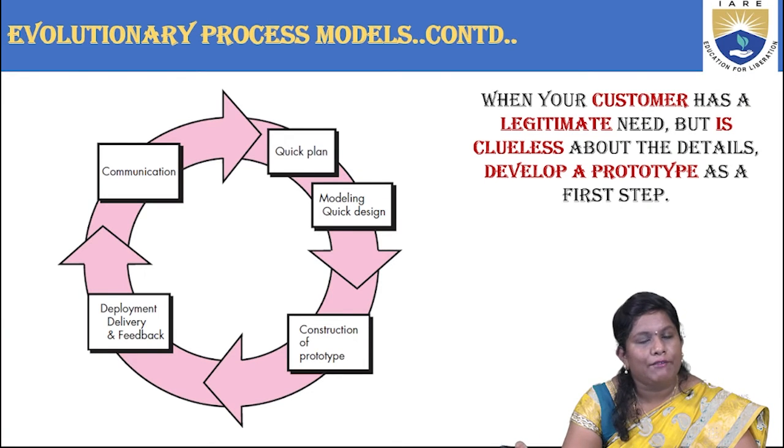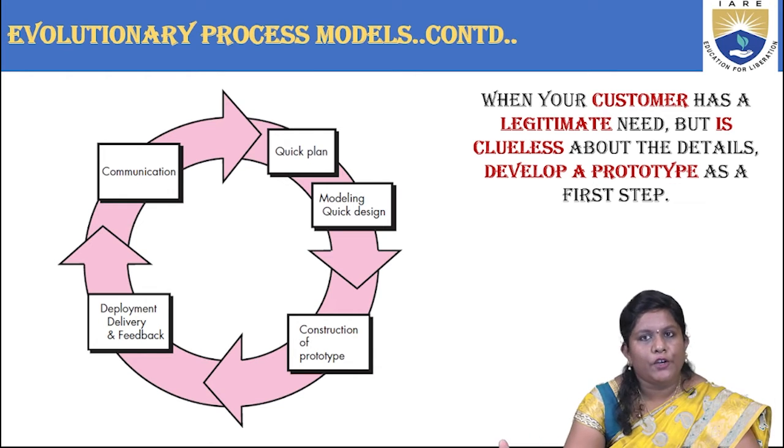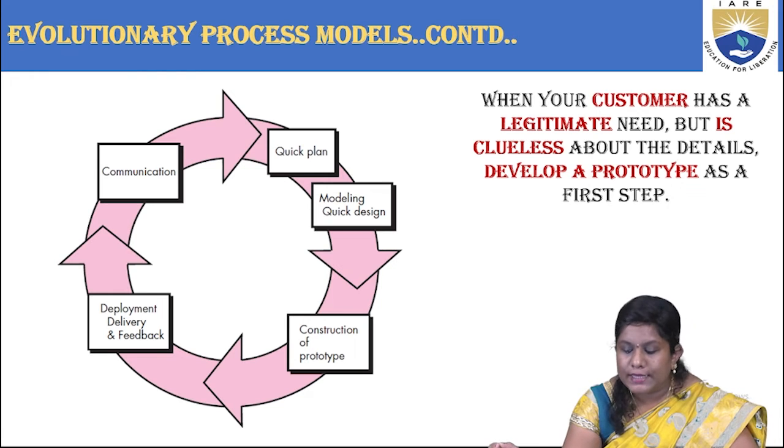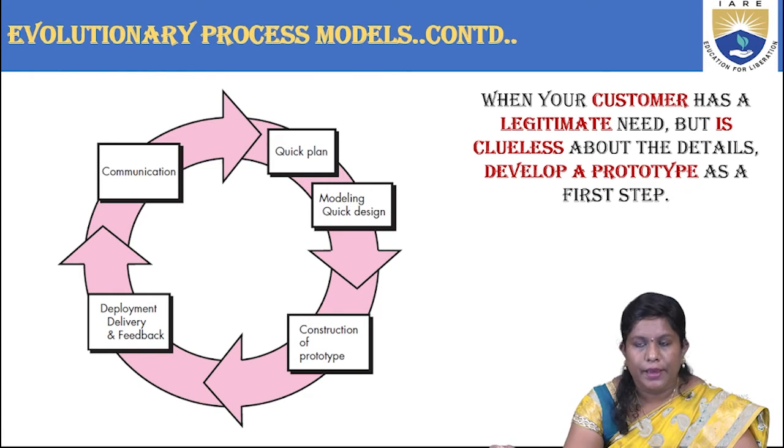So when you look at this particular evolutionary process model, again, you start off with communication, quick plan, modeling with quick design, construction and deployment. Looking at the right side of the slide, it states: when your customer has a legitimate need, but is clueless about the details, develop a prototype as a first step. Meaning what? I, as an employee heading some office in a software company, have to give work to my co-employees or my team leaders, who in turn tell their team members.